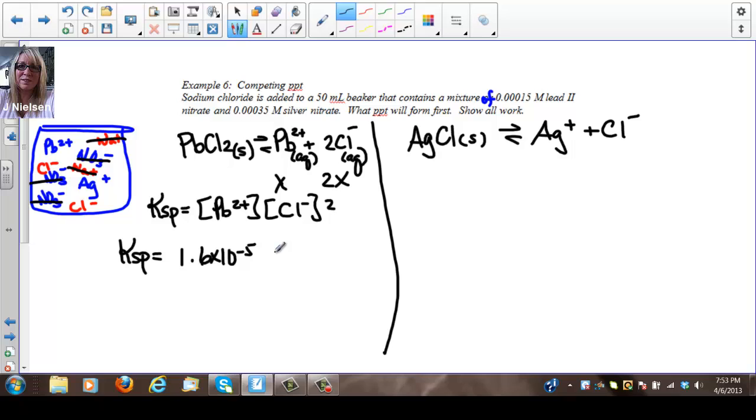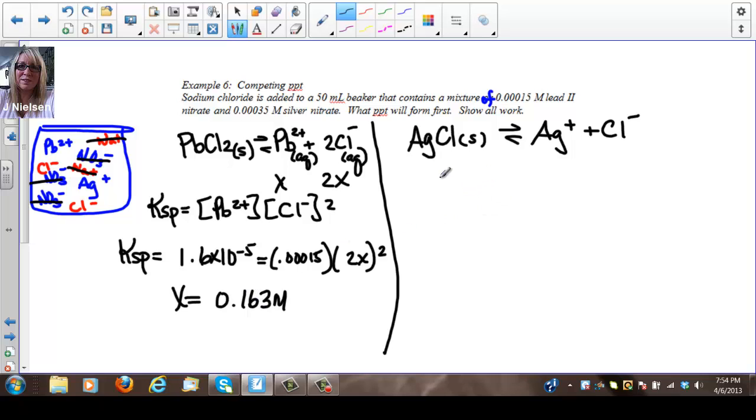Now, what do I know that I have here? I've got 0.00015 lead, so I know my lead, so that equals 0.00015 times 2x squared. So I knew what this was, so I didn't have to use this x. I could just put the concentration in. So now, when I solve for x here, I'm going to get 0.163 molar.